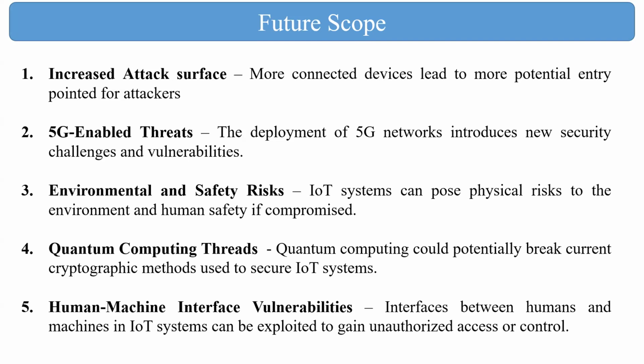Human-machine interface vulnerability. The interface between humans and machines in an IoT system can be exploited to gain authorized access or control. It is helpful for interaction between humans and the machine. Using IoT, we can interact with humans, and the conversation of humans is easily understood by the machine.